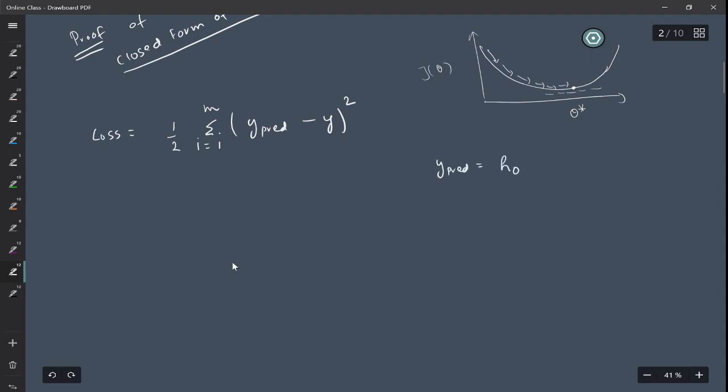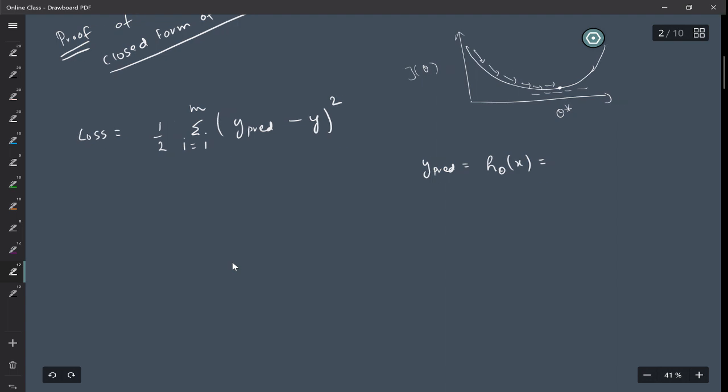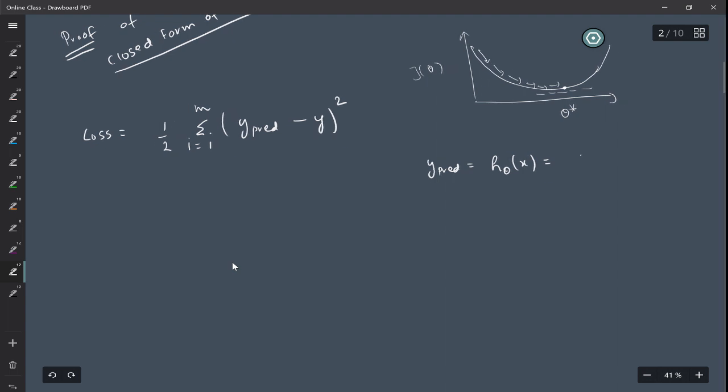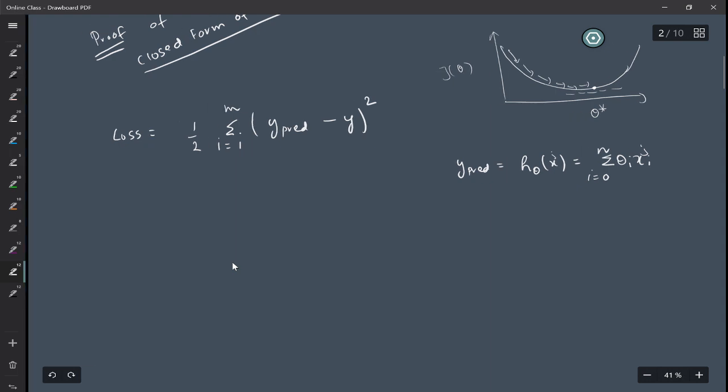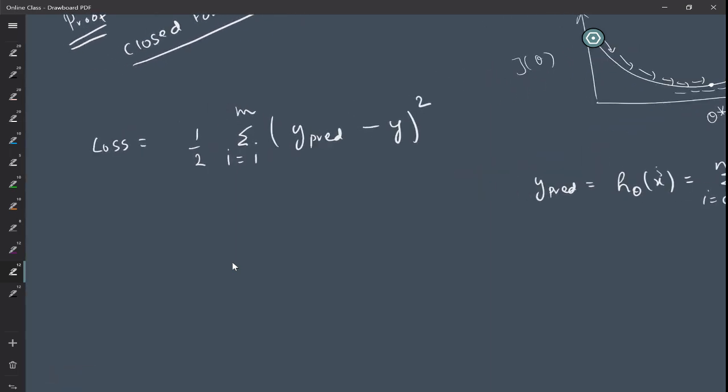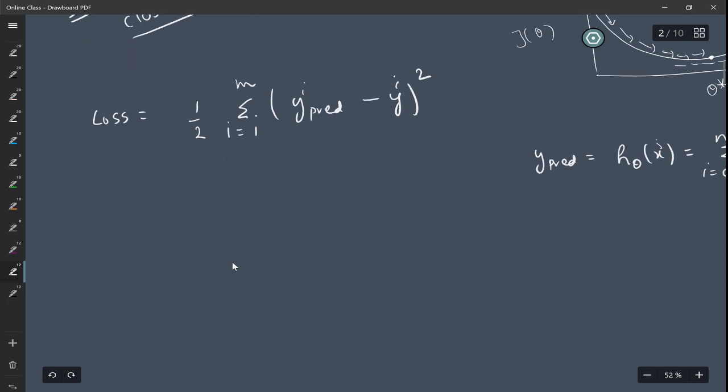Here y predicted is nothing but h theta of x, and for a given theta this is going to be the summation of theta i x i, where i goes from 0 to n. You have n features for a given example j. So this is going to be your loss, y predicted of i minus y of i.